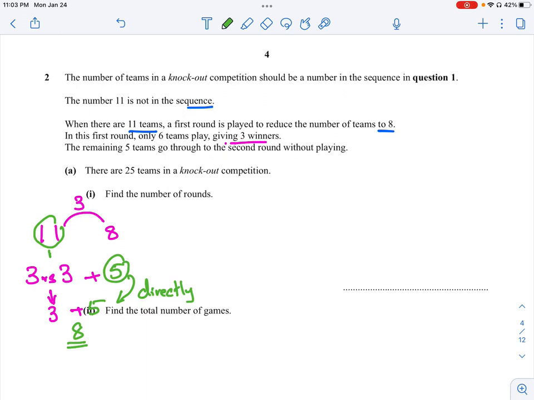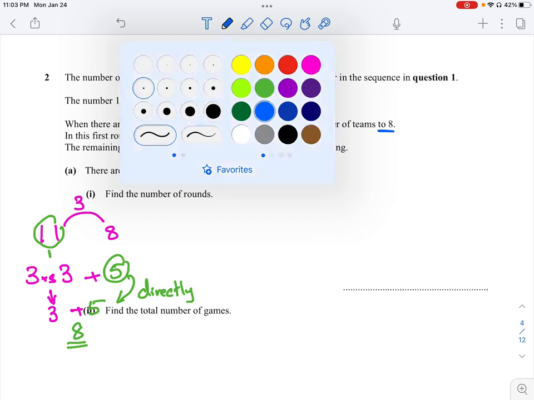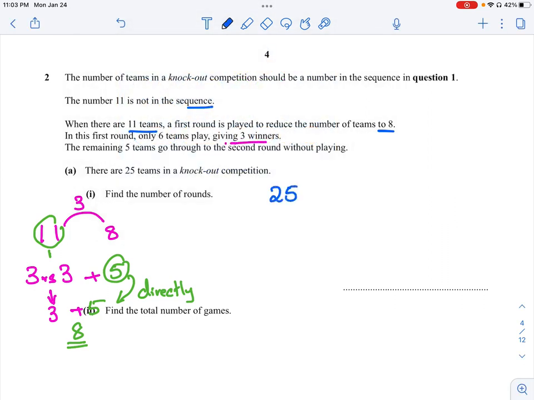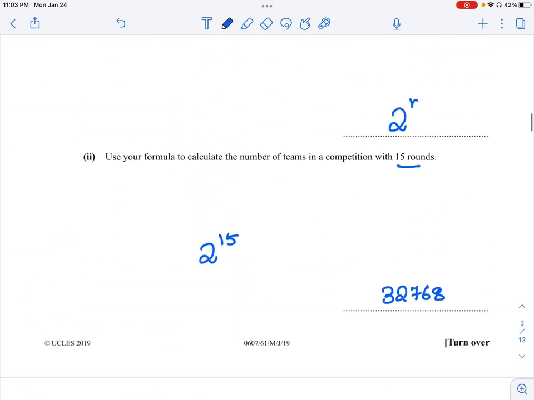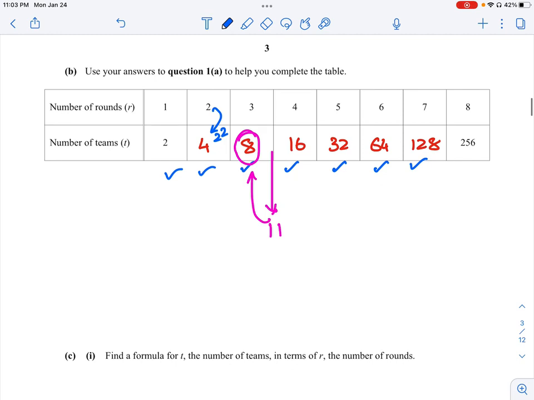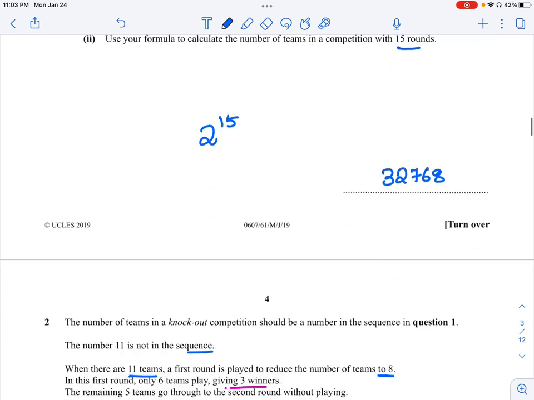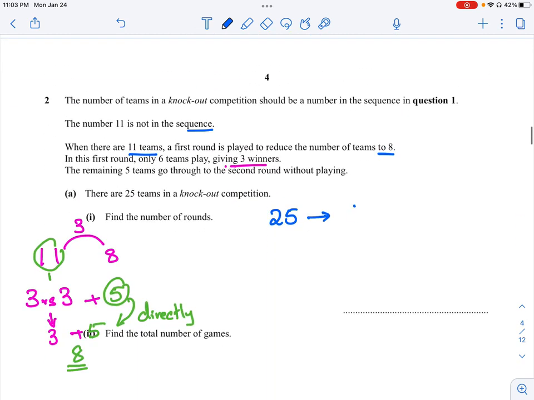Now there are 25 teams in the knockout competition. Find the number of rounds. So what do I have now? 25 teams. Now check it out. Is 25 in the sequence? No, it is between 16 and 32. So the nearest and the smallest number is going to be 16. So I have to make these 25 teams into 16.